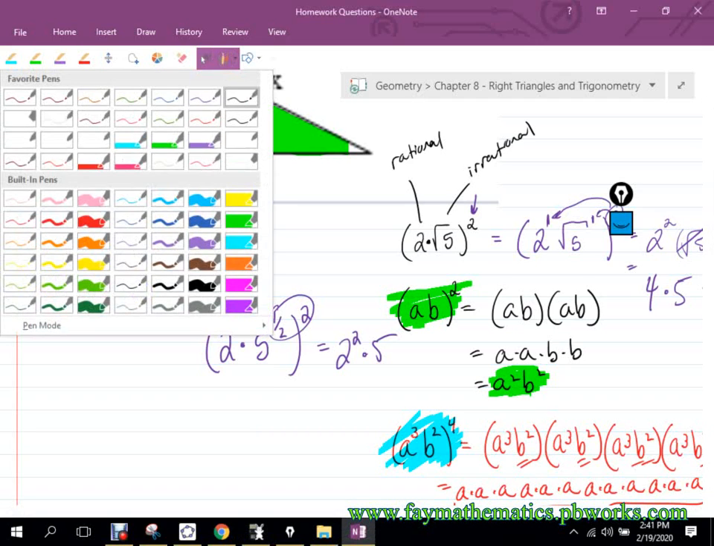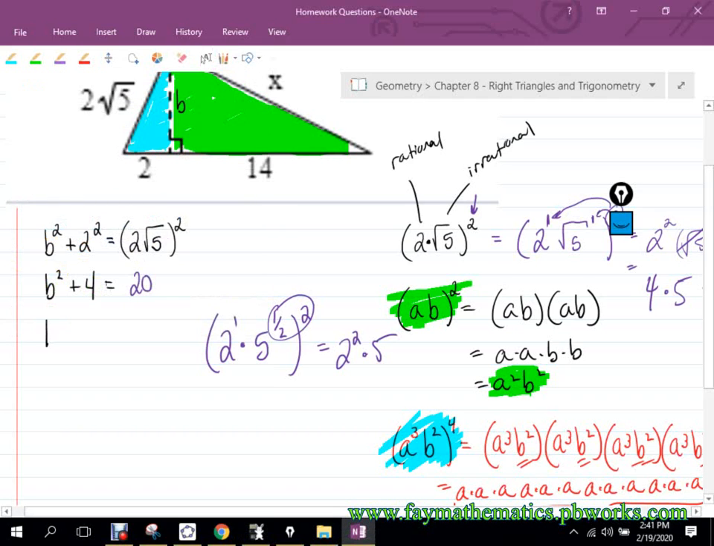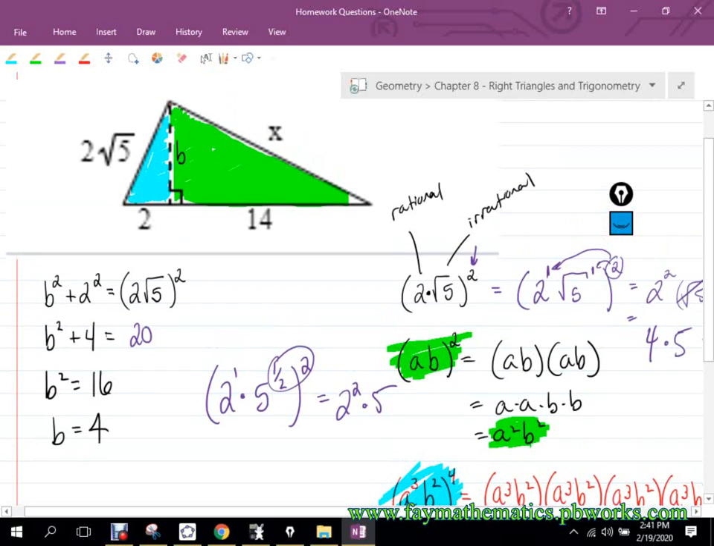So now I can subtract 4 from both sides. I get b squared is equal to 16. So what's b got to be then? Got to be 4, right? Square root of 16 is 4. So now we've learned something about the green triangle here. We now know that this distance is 4.